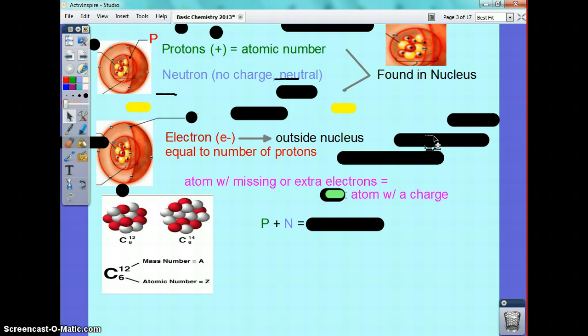Now, when a full atom gains or loses these electrons that are supposed to be equal to the protons, what happens to the atom? It changes charge. What do we call that? An atom with a charge. Ion. Protons plus neutrons, what do they give you of an atom? Atomic mass. Good. Atomic mass or mass number, let's put that.